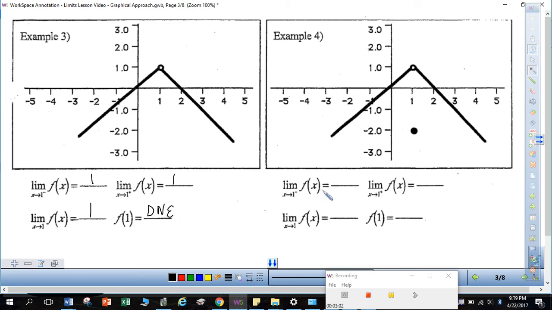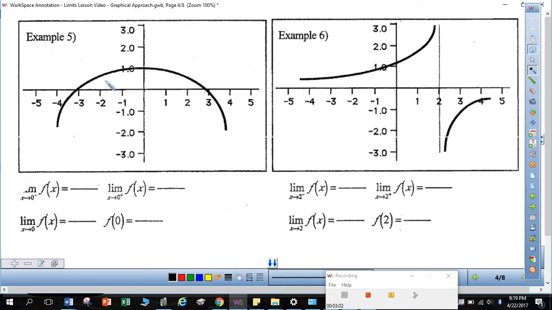All right, example 4 is very similar to example 3, but notice how we have this filled-in circle here. That's going to change our answer for f of 1. F of 1 is this point down here, negative 2. Everything else will stay the same because it's the same picture, same graph, and they're asking us for the same limits.